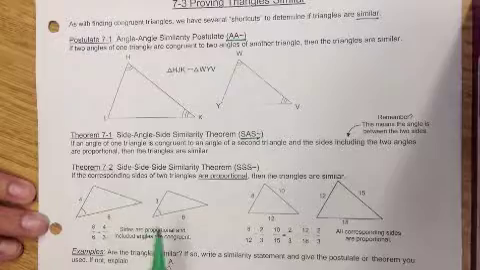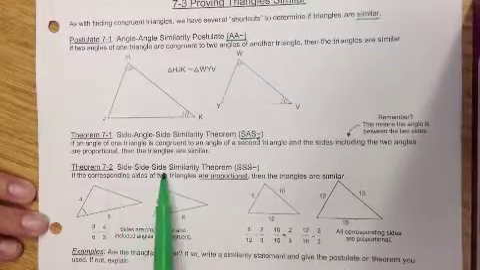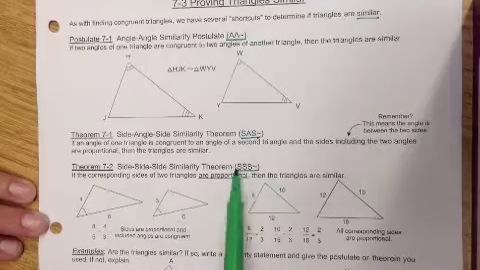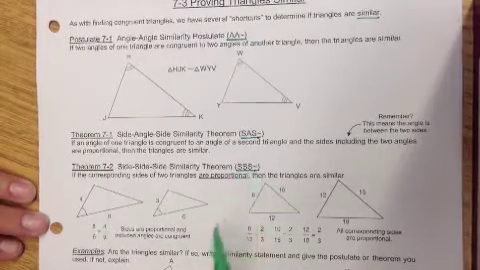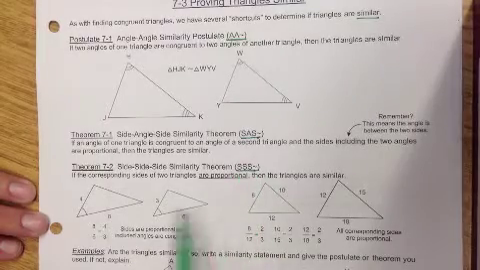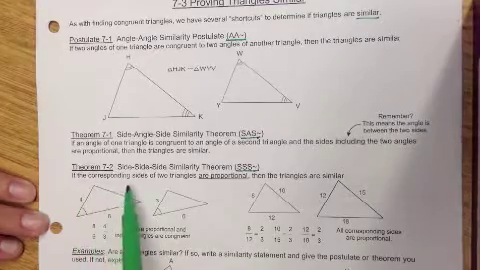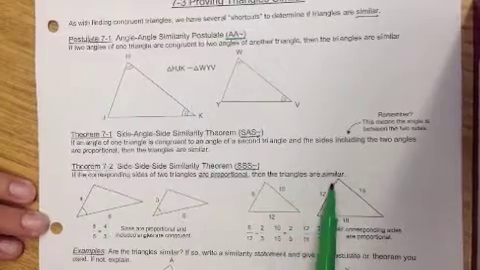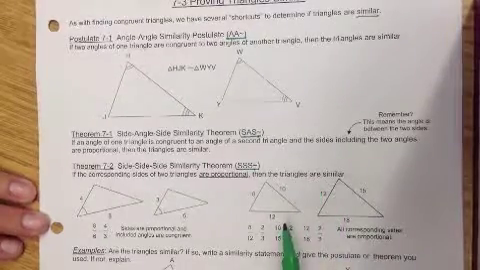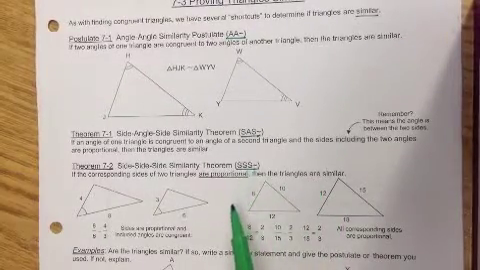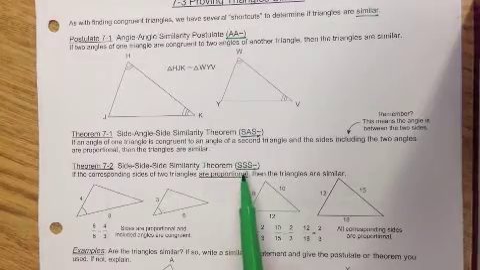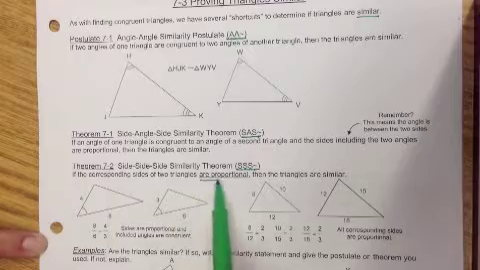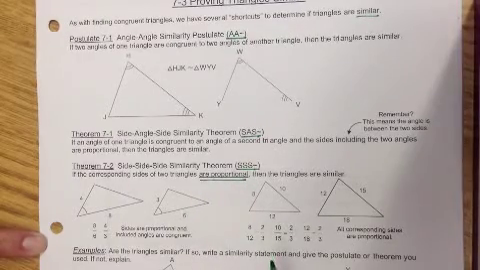Theorem 7-2 is the side-side-side similarity theorem. Again, we're going to abbreviate that with SSS with the similarity symbol at the end. This one says if the corresponding sides of 2 triangles are proportional, then the triangles are similar. This is different from the side-side-side theorem that we used when finding congruent triangles. Now the sides need to be proportional rather than congruent.